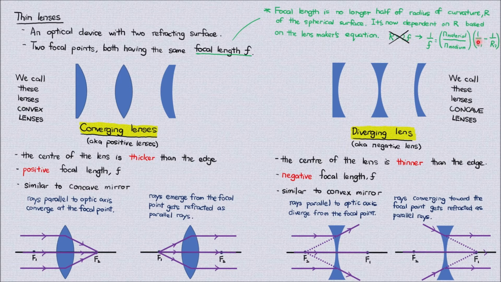Now you have two radii of curvature, and because there's a change in the medium, you have to consider the refractive index as well. So how do we relate the focal length and the radius of curvature? That we will use the lens maker equation, but that we leave it for the next few videos.